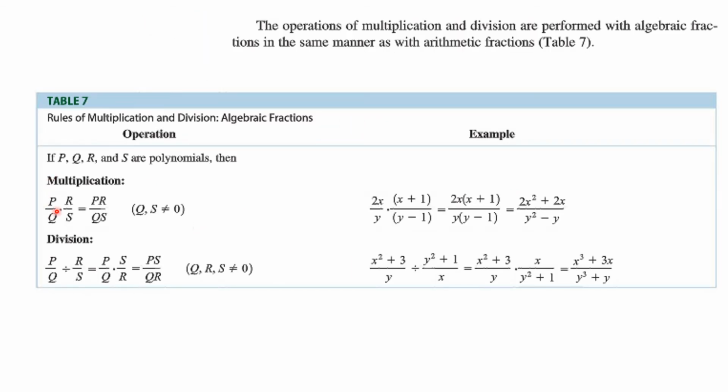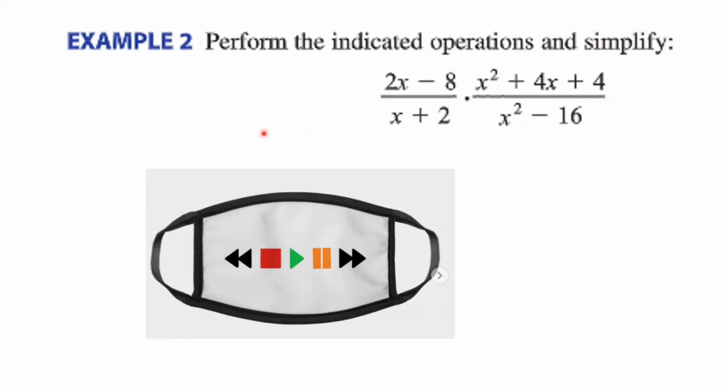When you multiply, you multiply numerator times numerator and denominator times denominator, just like you did before. And when you divide, you invert the divisor and multiply. And here are some examples you should look at and make sure that you understand. So here's another problem for you to do. This is example 2. Give it a go, please.